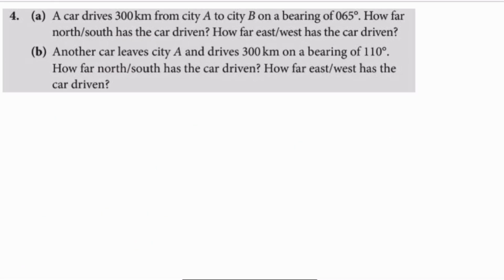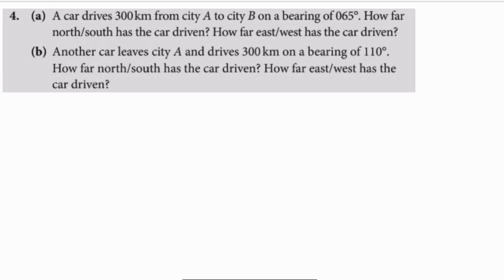If you'd like, pause the video so that you can try this on your own and then listen to the solution. Part A, a car drives 300 kilometers from city A to city B on a bearing of 65 degrees. How far north-south has the car driven? How far east-west has the car driven?